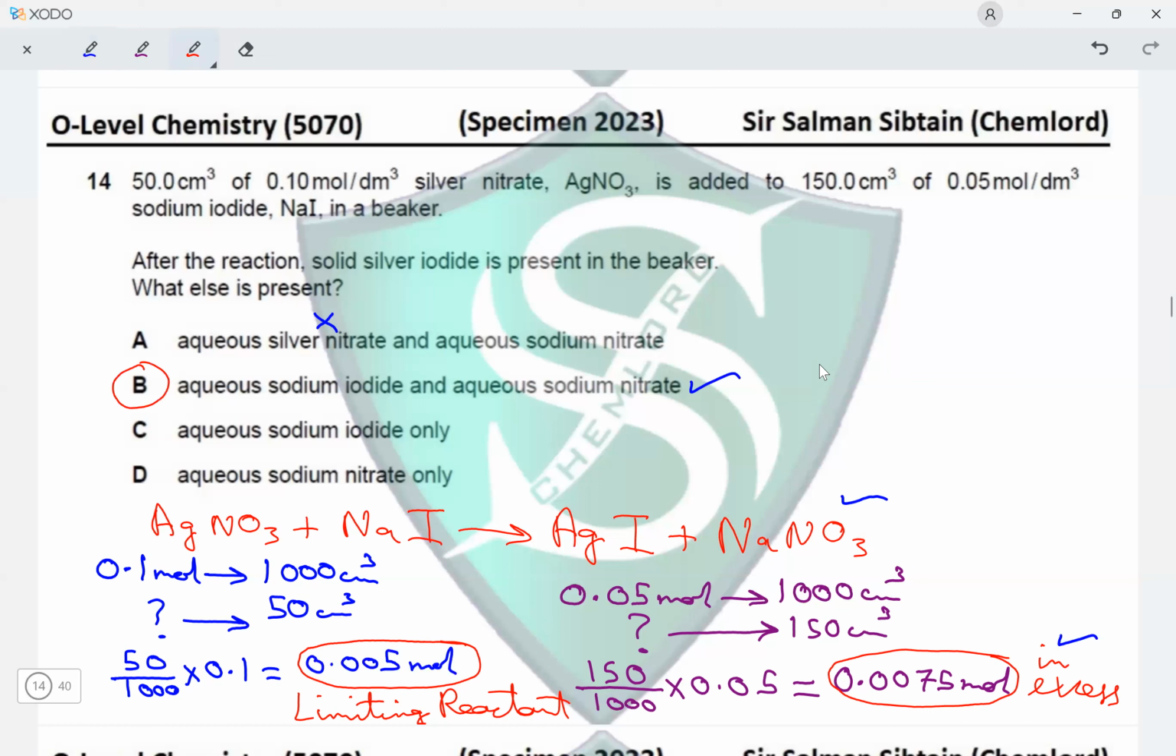Option C has aqueous sodium iodide only. Sodium iodide is what remains. Sodium nitrate is also present in solution. So sodium nitrate is not mentioned, making option C incorrect. And option D, aqueous sodium nitrate only. In this case, they have forgotten to mention the presence of the excess sodium iodide. So option D is also incorrect. Again, making option B the correct option for this question.